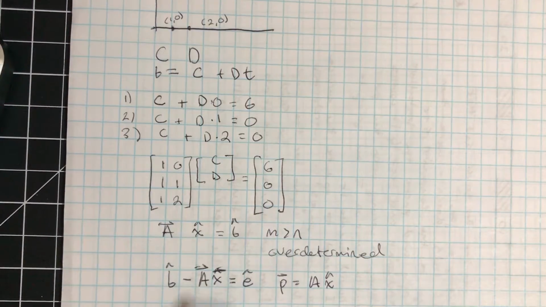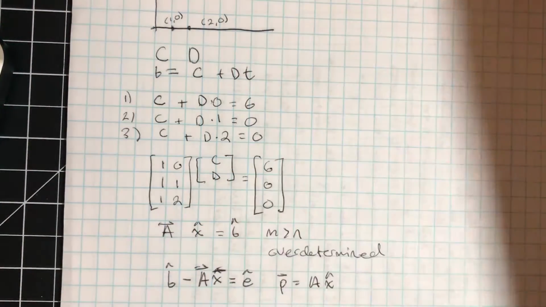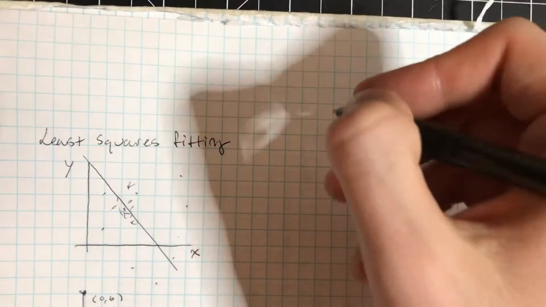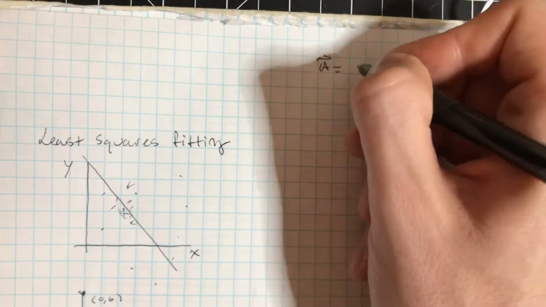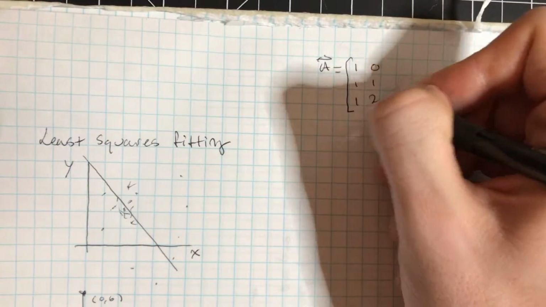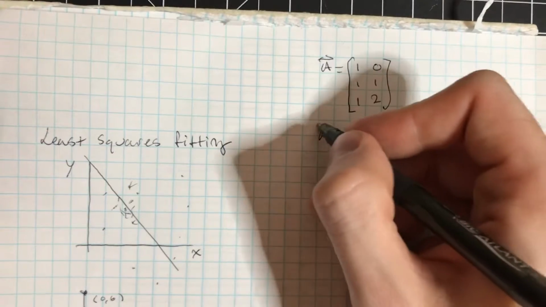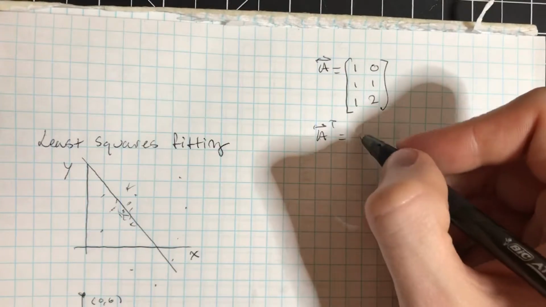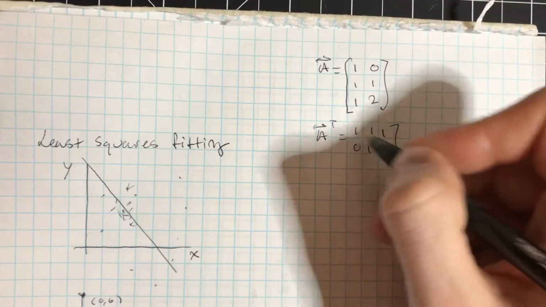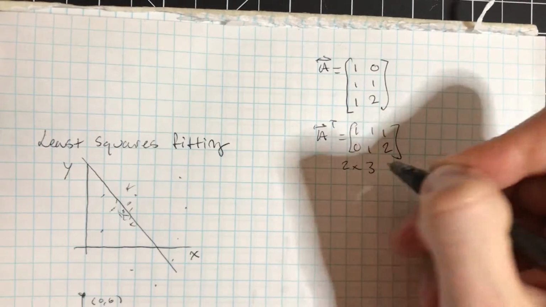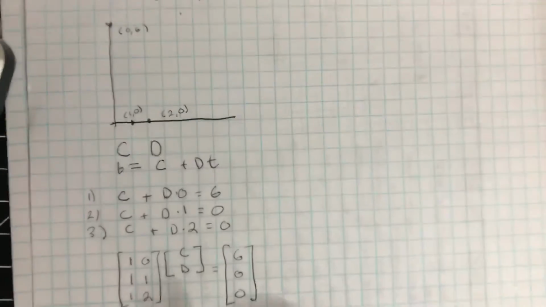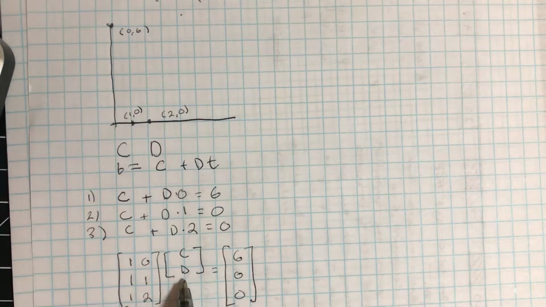But if we multiply by the transpose of A, let me just move this over here. So A equals 1, 1, 1, 0, 1, 2. That means A transpose equals 1, 0, 1, 1, 1, 2. So this is a 2 by 3. This is a 3 by 3. And if we go back to this equation, this is a 2 by 1.